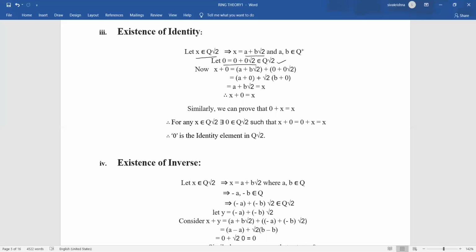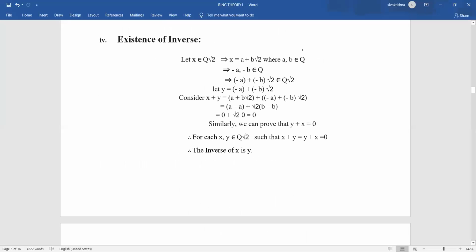And if we add 0 to x, we get a plus b root 2 plus 0 plus 0 root 2, and finally we get a plus b root 2, which is x. It means if we add any element with 0, we get the number itself. Similarly, if we add 0 plus x also, we get x itself. So we conclude that 0 is the identity element in Q root 2 with respect to addition. After that, we have to prove the inverse property.